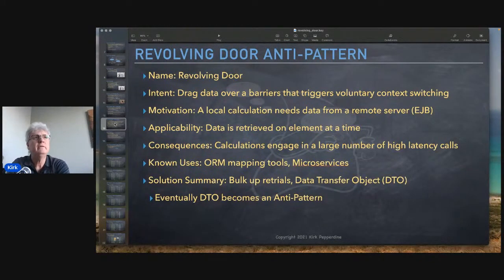So if we look at the revolving door anti-pattern, our intent here is that we're going to drag data over a barrier, and as we go over that barrier, we're going to trigger an involuntary context switch. What I mean by a barrier might be a network barrier, or some sort of lock, but something that says I can't make forward progress here.